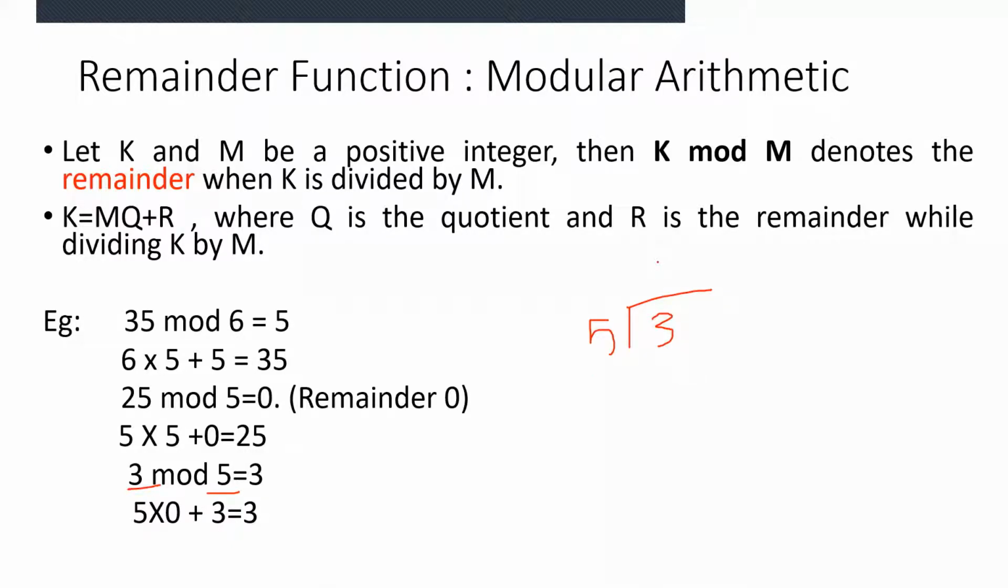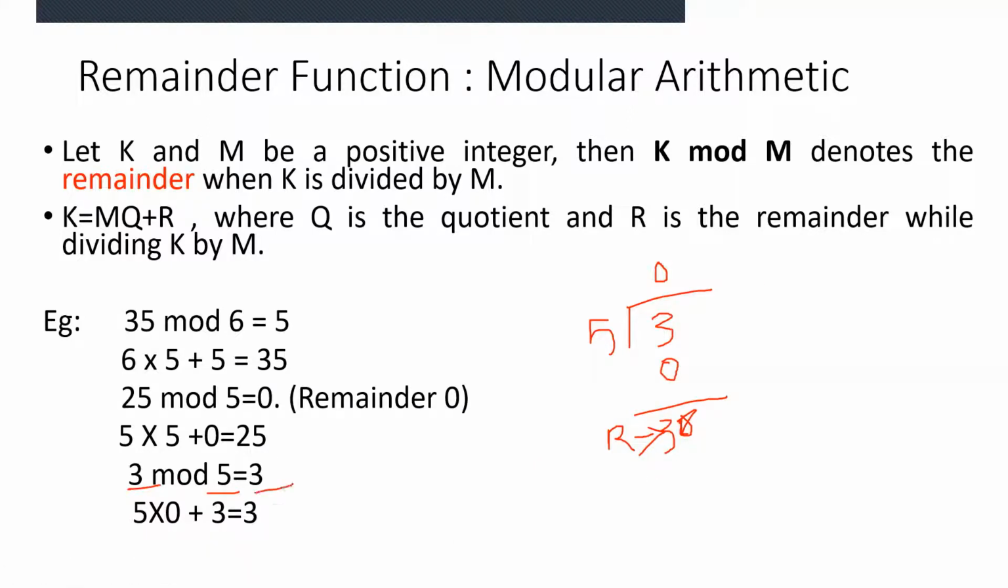So how many times will it go? It will not go. It is 0 times, so you'll be writing 0. 5 zeros are 0, so you'll be writing 0, and the remainder will be 3, right? 3 minus 0 will be 3. So what will be the remainder? If you don't know how to write it directly, you can divide and see.